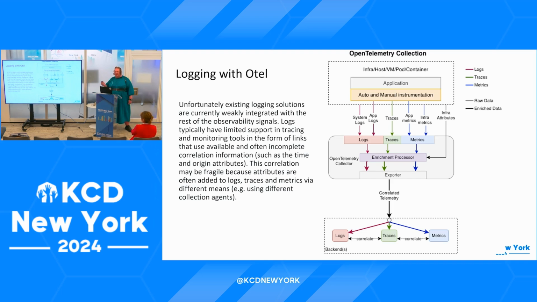Okay, last thing is logging with OTel. So this is a statement inside the OpenTelemetry documentation. By the way, several of these images are ripped from the OpenTelemetry documentation. It is in the slides, which are shared, but I did not say it every time because I was in too much of a hurry. Unfortunately, existing logging solutions are currently weakly integrated with the rest of the observability signals. Logs typically have limited support in tracing and monitoring tools in the form of links that use available and often incomplete correlation information. So why is that?